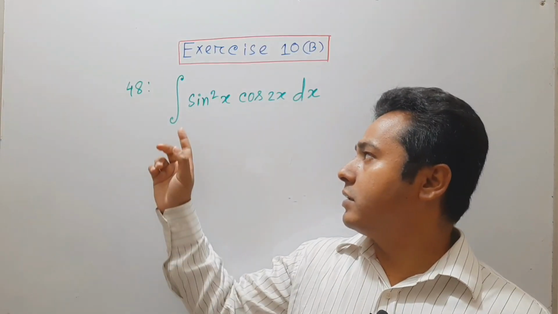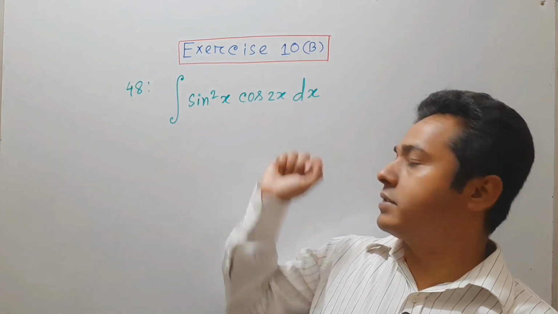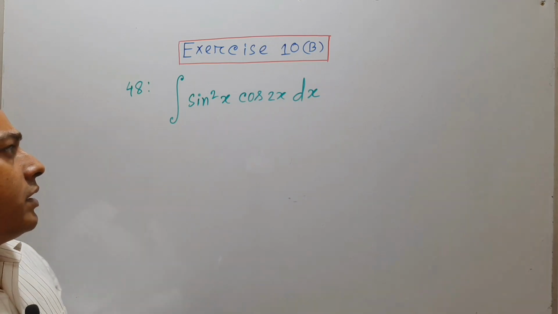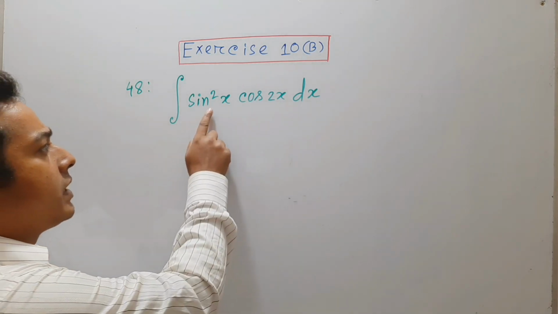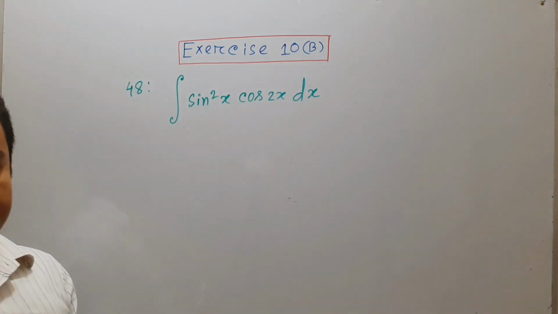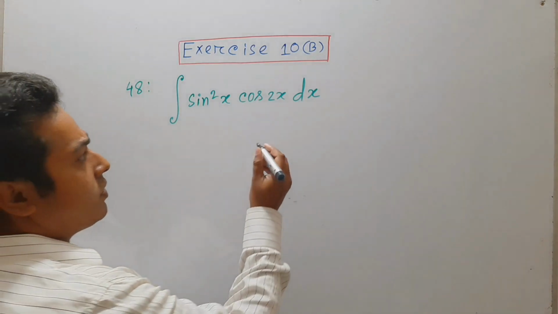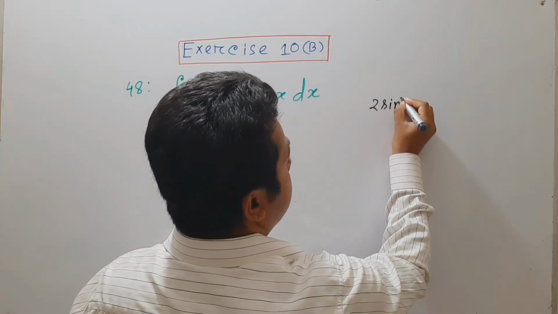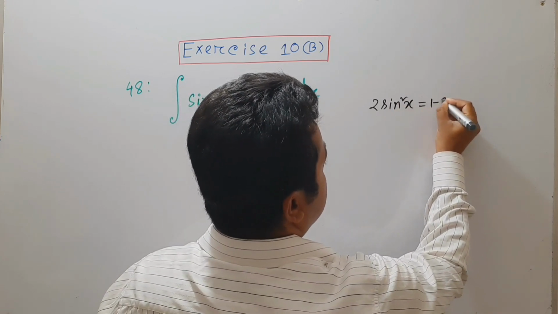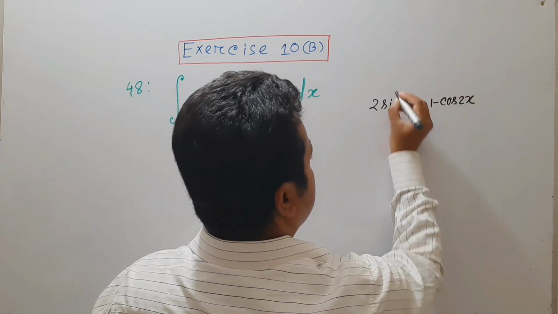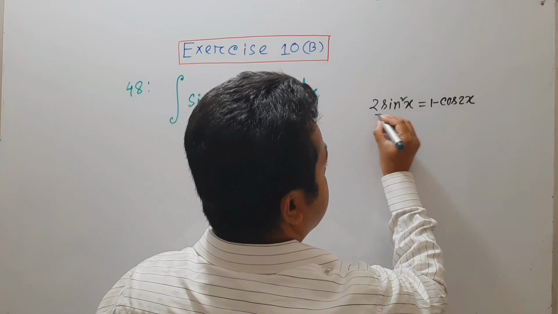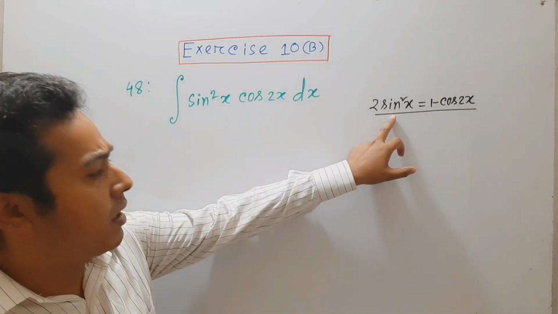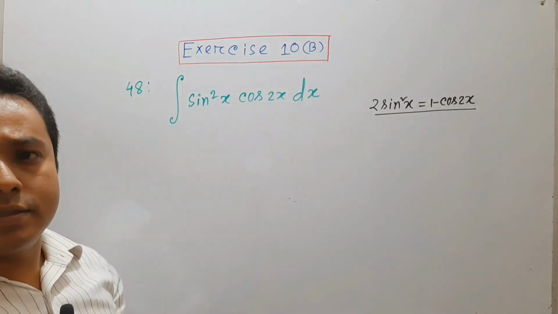Question number 48. Integration of sin square x cos 2x dx. At first, two trigonometric functions are involved with this integration, sin square x and cos 2x. We have a trigonometric formula: 2 sin square x is equal to 1 minus cos 2x. We want to apply this formula in this case.